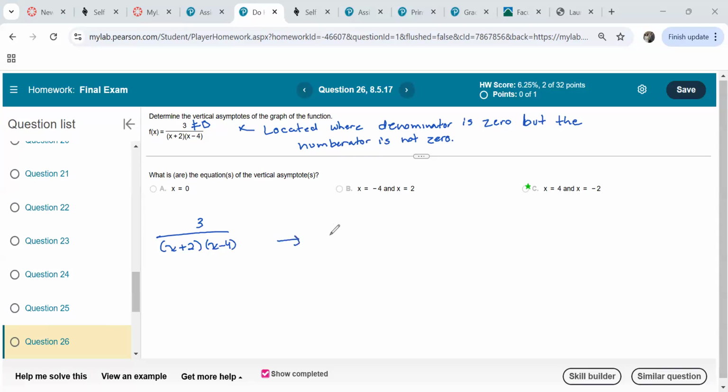So I have x plus 2 times x minus 4 as my denominator. So where that equals 0 means I have to set it equal to 0. We either have x plus 2 equals 0, or x minus 4 equals 0, which is going to be either x is -2 or x is 4. So the two places I would have vertical asymptotes would be here at +4 and -2.